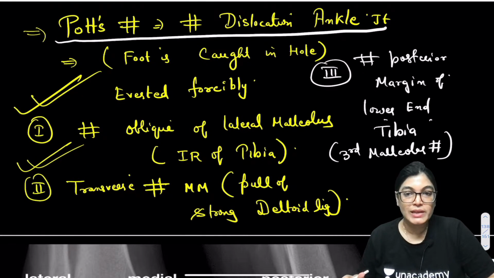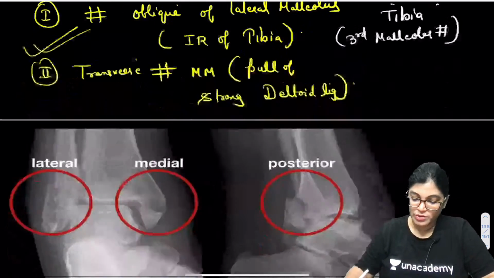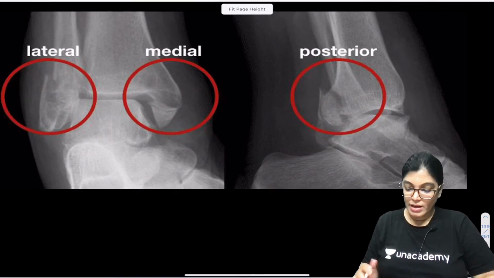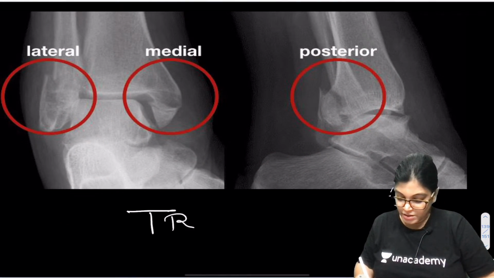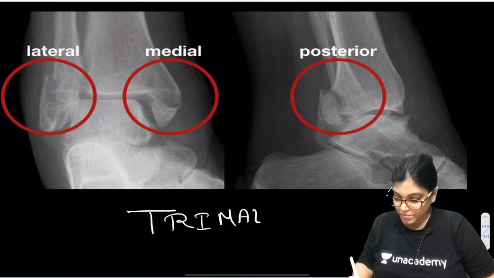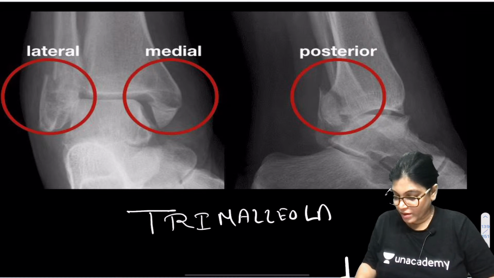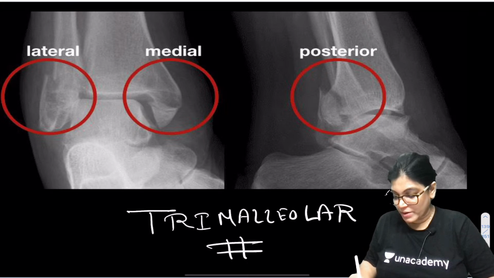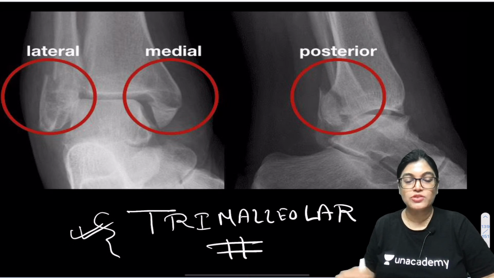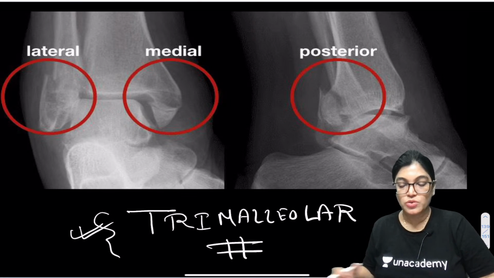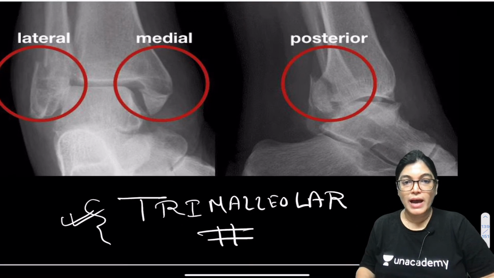I would like to show you an X-ray explaining this. All of you just see this X-ray. So, this is a case of trimalleolar fracture, means third component is also involved, and Pott's fracture is bimalleolar and now it is changing into trimalleolar. So, see what happens here.